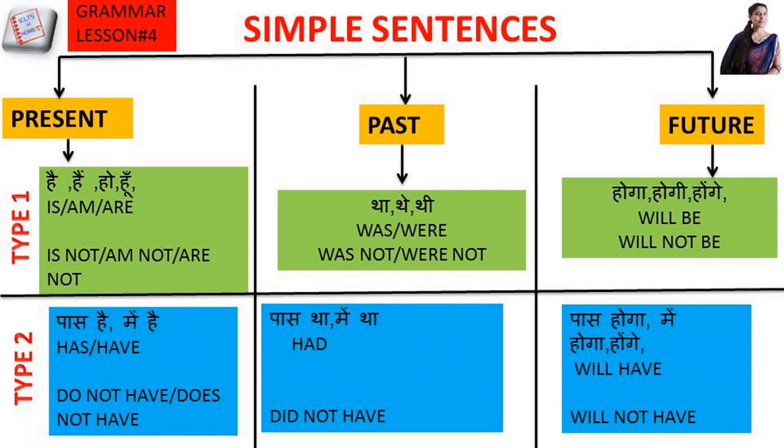You can see on your screen simple sentences type 1 and type 2. In my previous video we discussed type 1 present, past and future, and in today's video we are going to discuss type 2, all type 2, either they are present, past or future. So with this video you will complete your simple sentences topic, and after this video, in my upcoming video, we will discuss other concepts of grammar.